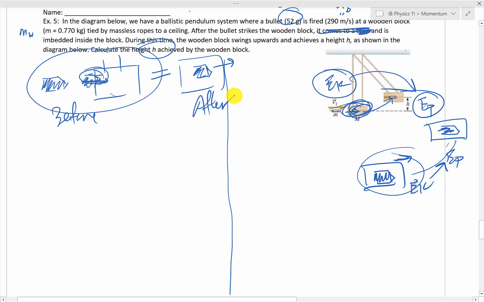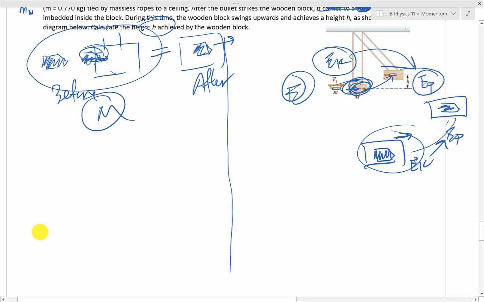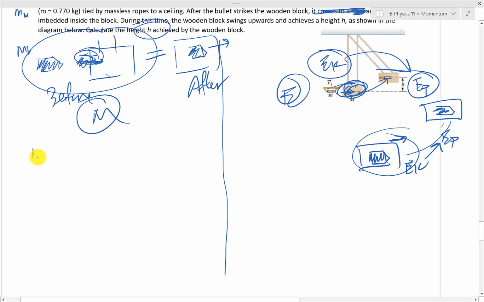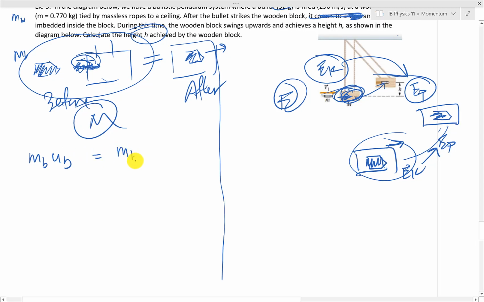So now we have a two-part system. We're going to deal with conservation of momentum here, and we're going to deal with conservation of energy there. Okay, so now we can actually get down to work. For momentum, we have the bullet here with some initial speed. That's the initial part. So I'm just going to write m_B v_B. The block wasn't moving to begin with. So that's our total momentum before the collision. After the collision, the mass of the bullet and the wooden block are now together, and they're going to leave with some final velocity, which we don't know.